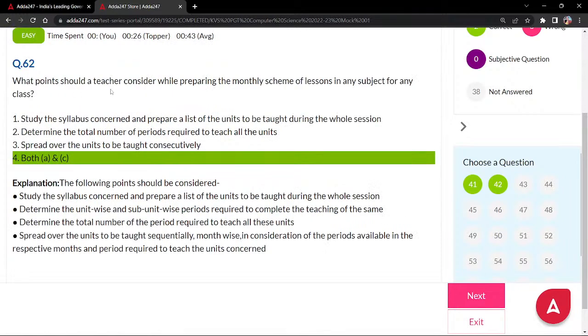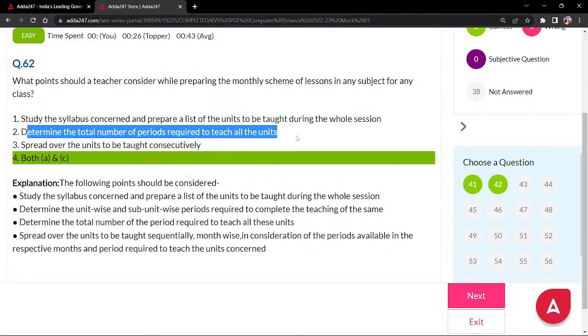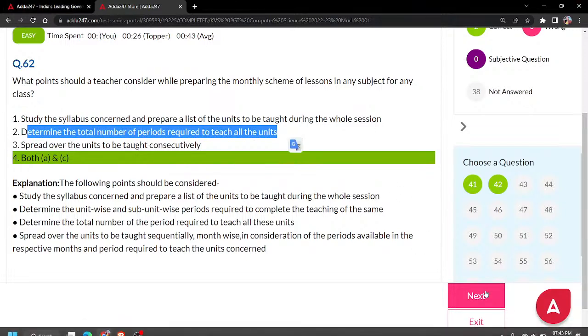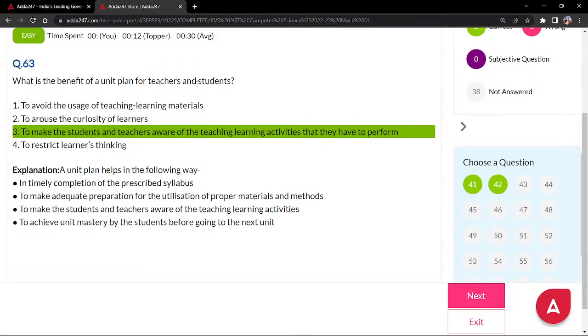Next, what point should a teacher consider while preparing the monthly scheme of lessons in any subject? Study the syllabus, obviously, and determine the total number of periods required to teach. Next, what is the benefit of a unit plan for the teacher and student? It makes the student and teacher aware of the teaching learning activities that they have to perform.